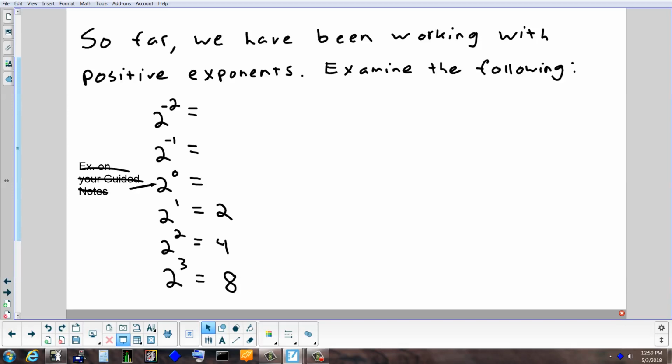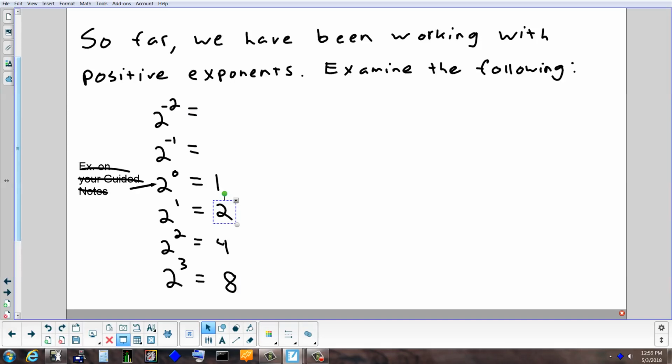All right, so look what we got. 2 to the first power is 2. 2 to the second power is 4. 2 to the third power is 8. Watch the pattern. You take half each time if you go backwards. So what's half of 8? 4. Half of 4? 2. What's half of 2? 1. That's why 2 to the 0 power is 1.